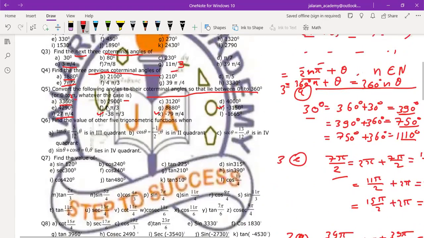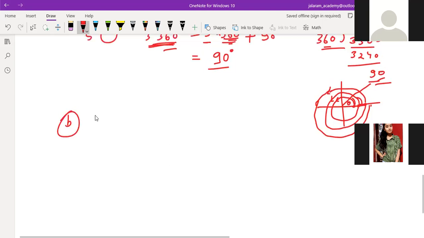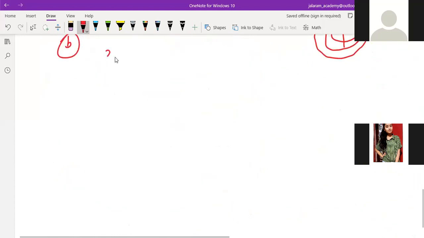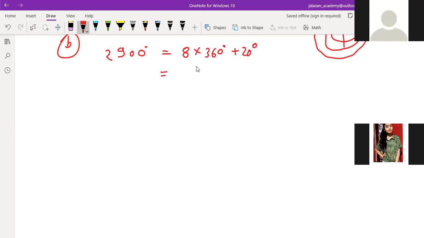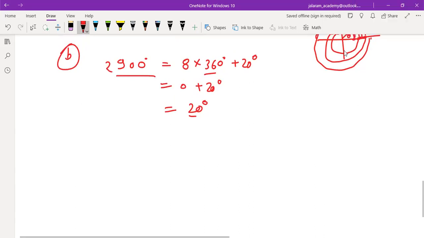Again, 2900 degrees. First divide it by 360 degree, and whatever the remainder is will be the answer. We know 360 times 8 is 2880, and 20 degree will be the remainder, and this 360 degree is 0 plus 20 degree. So the coterminous angle to 2900 degrees is only 20 degree. Hope you have understood this.